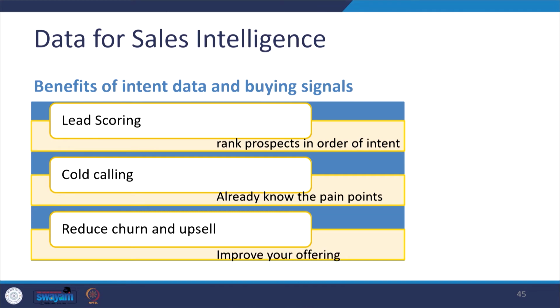Reducing churn and upselling, that's the third benefit, where you can improve your offering because you are continuously interacting with your customers and collecting data. As we said, because sales intelligence collects real-time data with accuracy, you know much more about where a particular customer is going, whether your existing customer has started visiting third-party vendors or other solution providers, and then you can plan your approach accordingly, so as to avoid losing those customers, which we call churn.